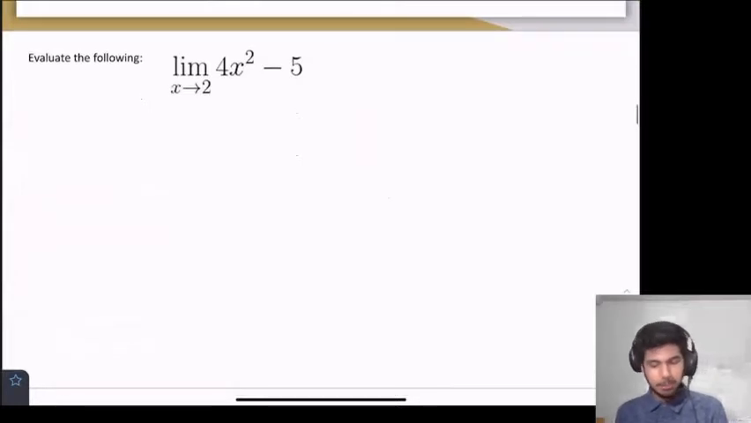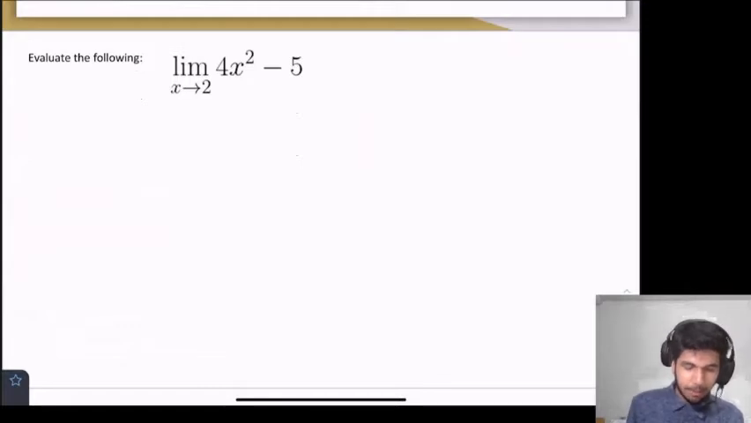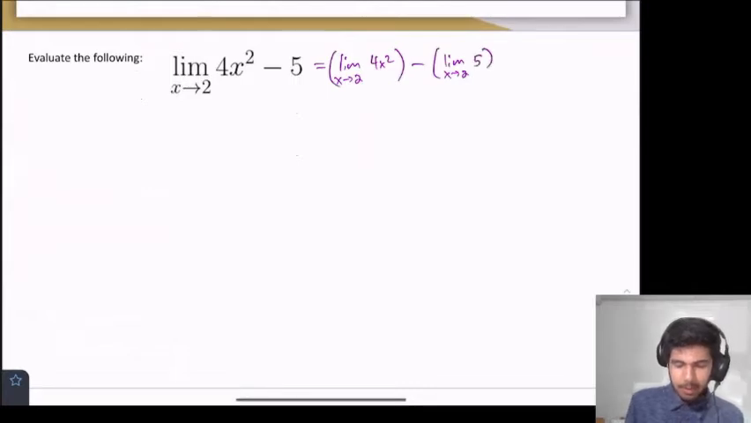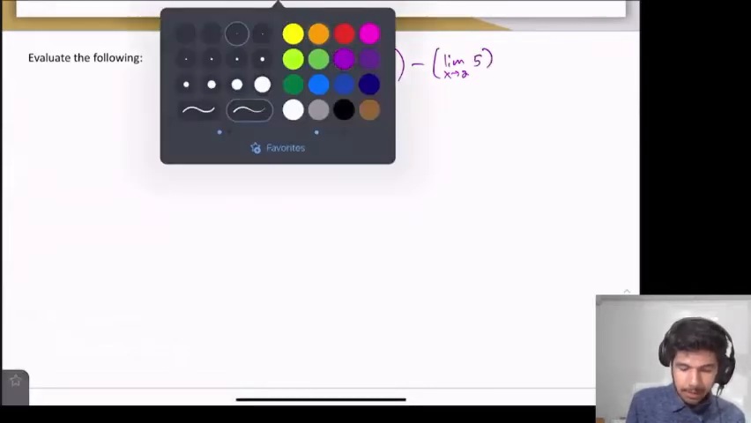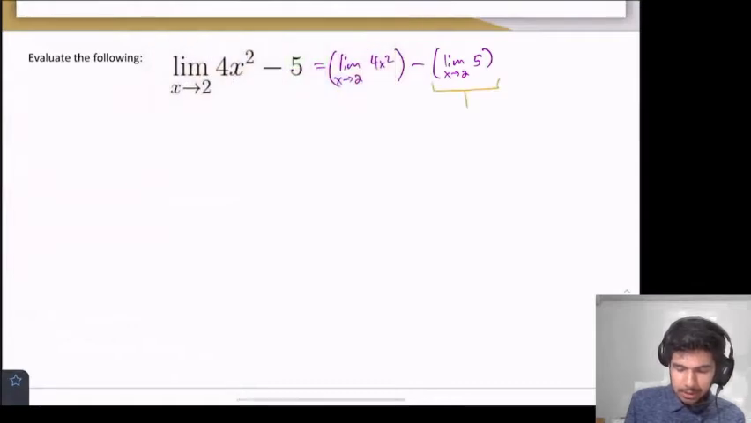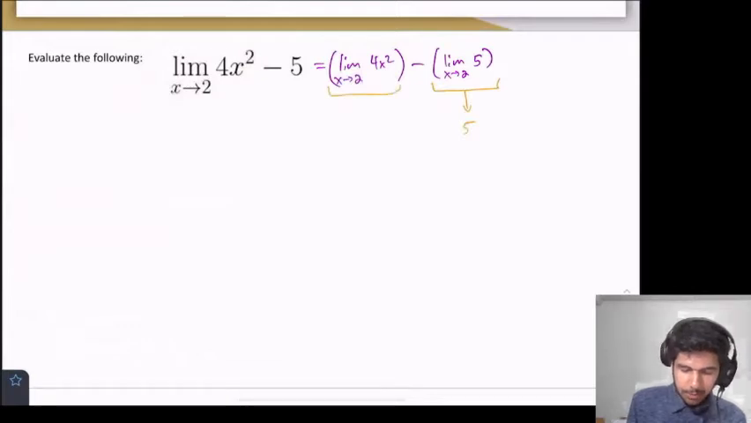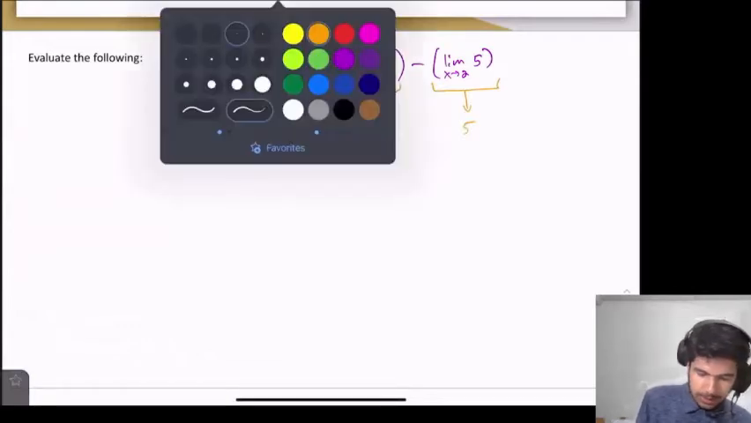The limit as x approaches 2 of 4x squared minus 5. So, from our properties of limits, we know this is equal to the limit as x approaches 2 of 4x squared minus the limit as x approaches 2 of 5. And this second term should be pretty easy to evaluate, right? This just goes to 5 from the limit properties. This one is a little bit more challenging, right? So let's just put this one off to the side.